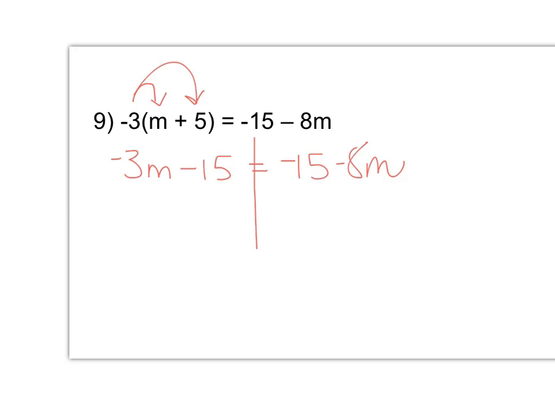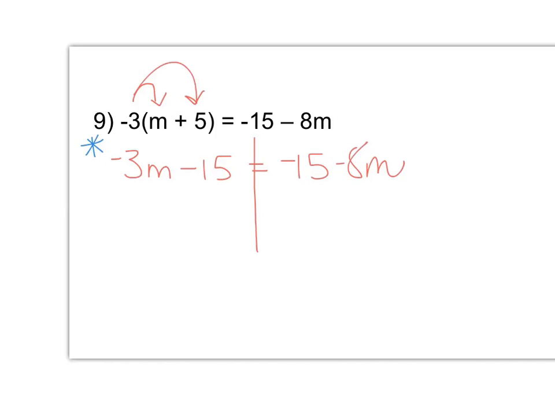All right, so I'm going to draw my river, and I notice once again that I've got m on the left and I've got m on the right, and I don't want that. I want my variables all on one side. So in this case, I want them all on my left side again. It doesn't matter which side you choose though.